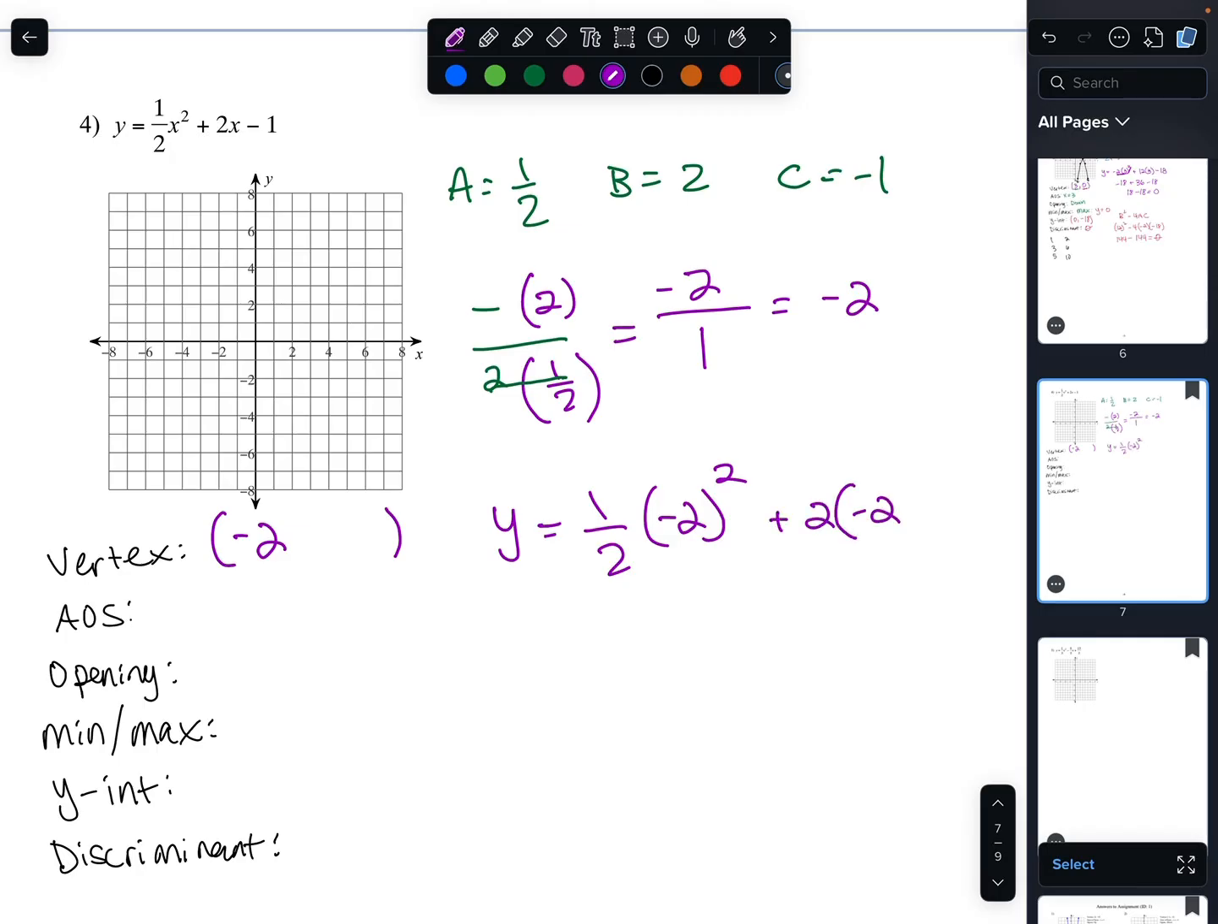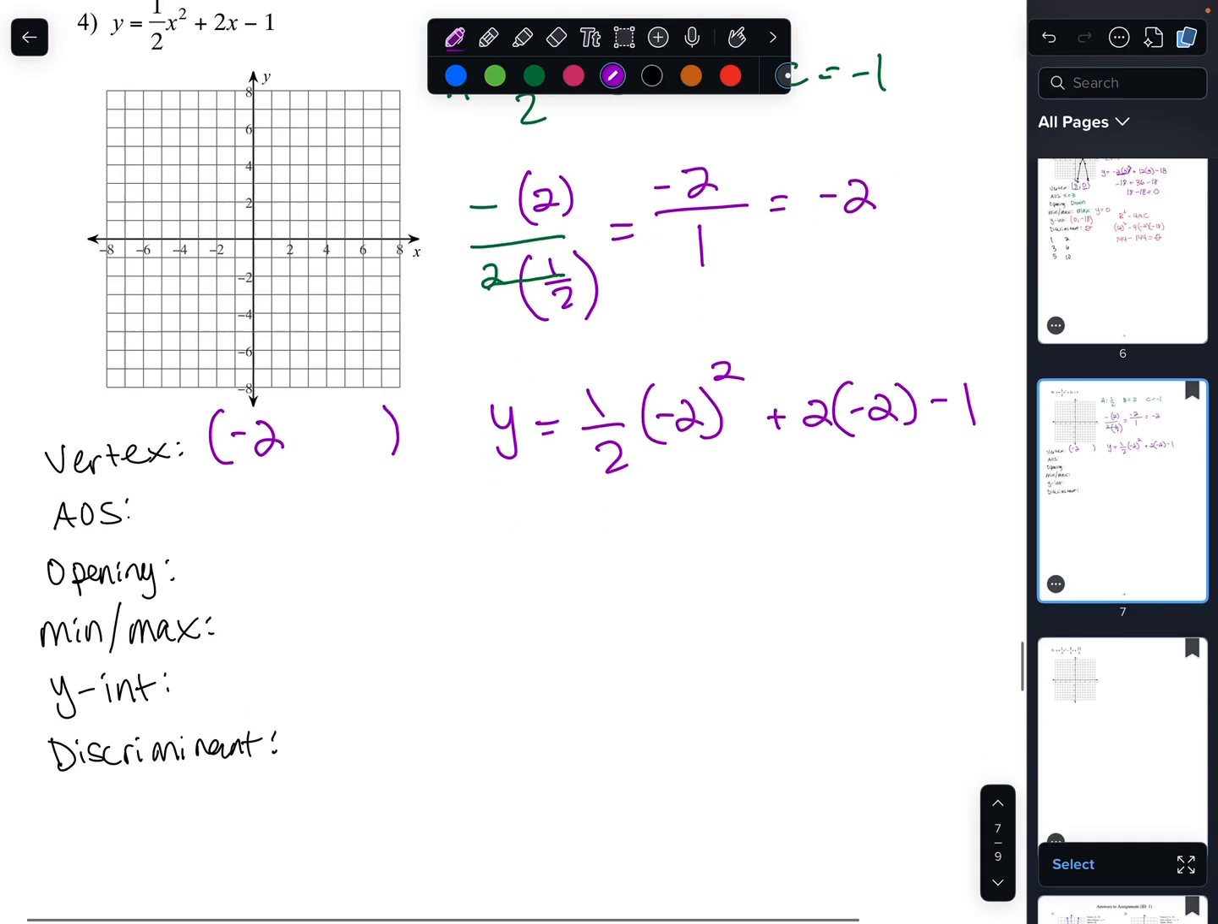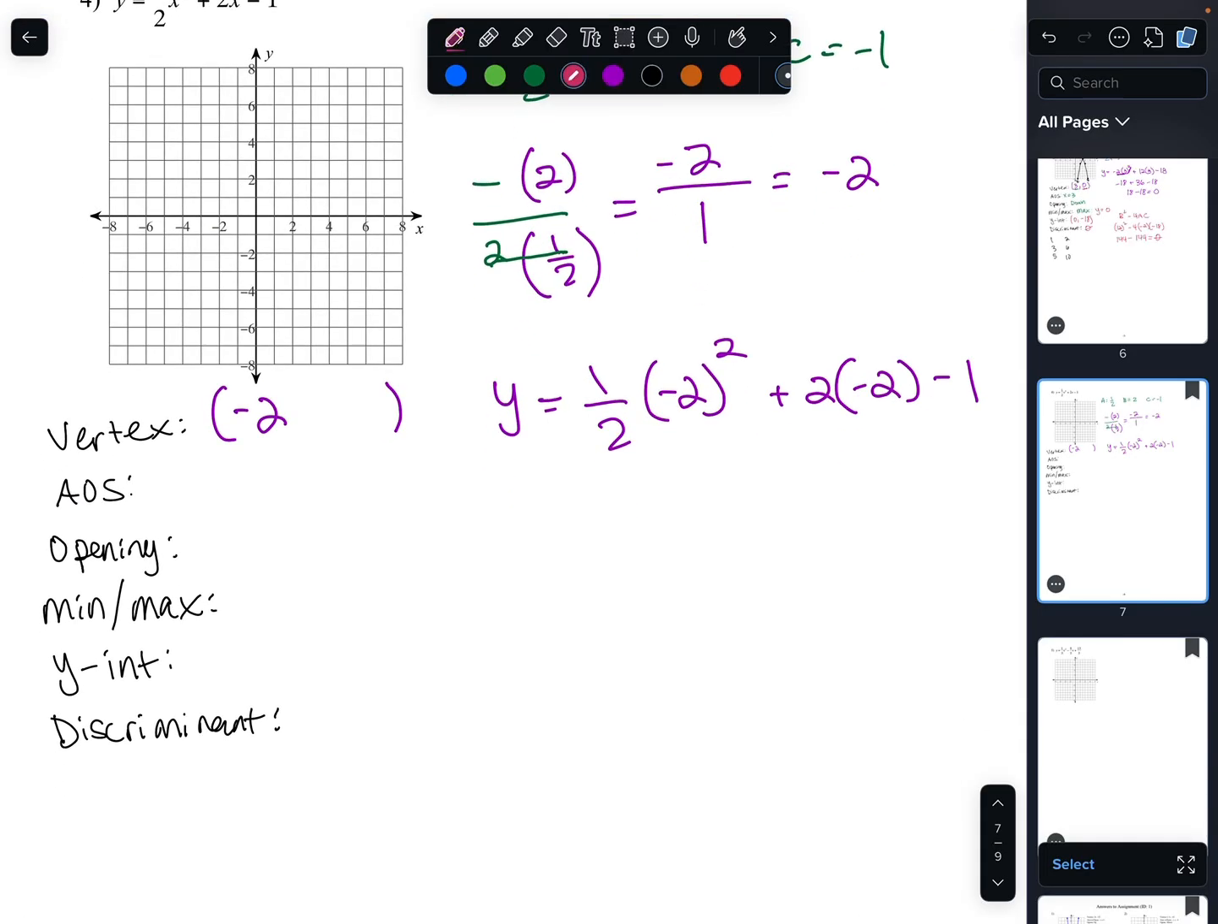-2, -1. And anytime you're multiplying a fraction, you can essentially say the word "of," okay? What I mean by that is this. We're going to multiply this right here. -2 squared, that's positive 4. Half times a positive 4 is exactly like saying, what is half of 4? And that answer is 2.